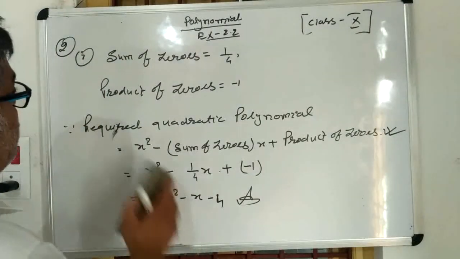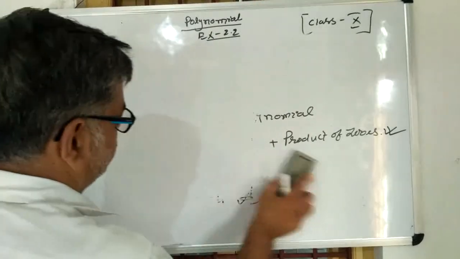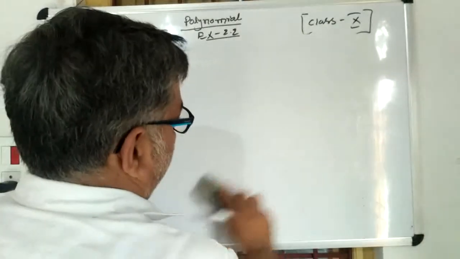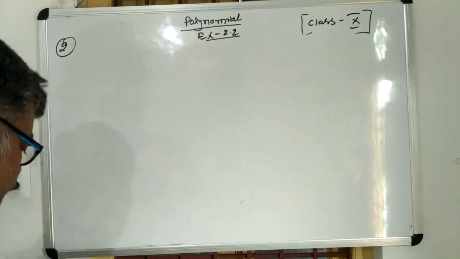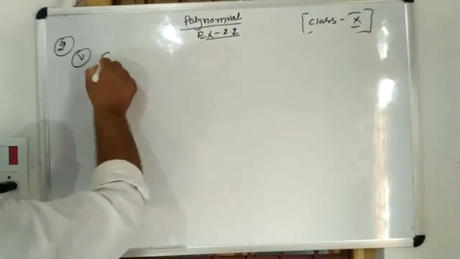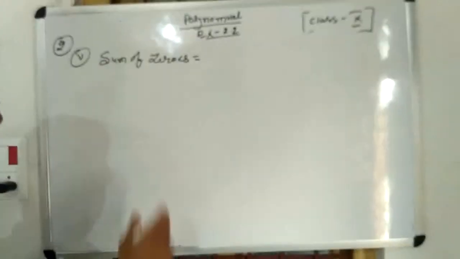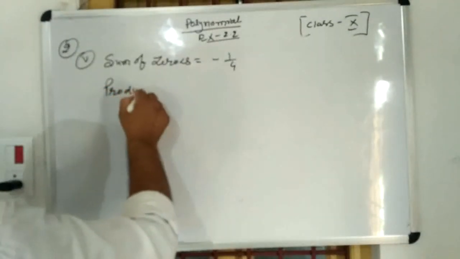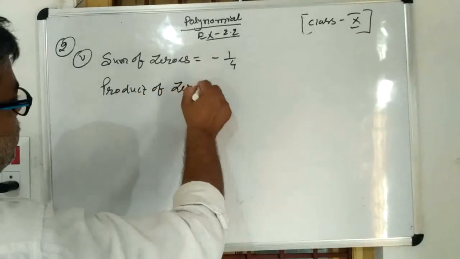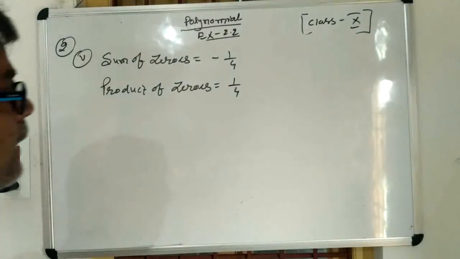Now, taking one more question of this type. Take question number 5. Here, sum of zeros equals minus 1 by 4, and product of zeros equals 1 by 4. You are supposed to form the quadratic polynomial.